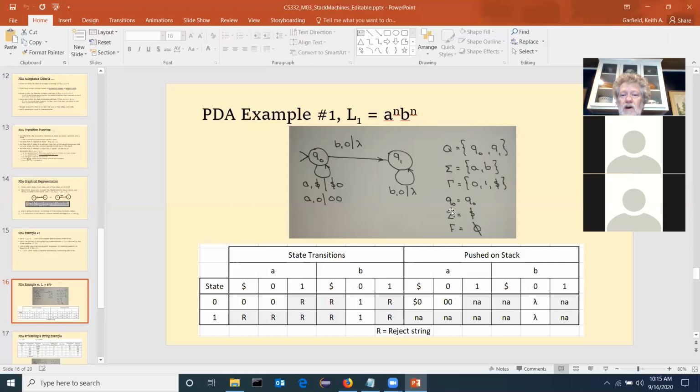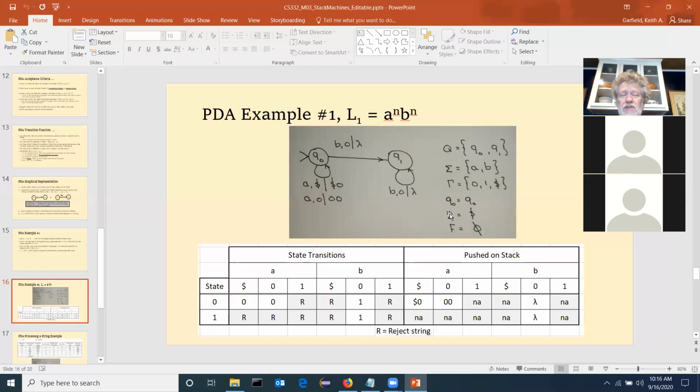Q, sigma, Q naught, and F are just like before. Now F here, I've got the empty set. Remember, I still have to use set notation for F. So F is the empty set, meaning I don't have any accepting states, and that's because I chose to accept by empty stack. I knew I was going to use the $ sign for my empty stack symbol.